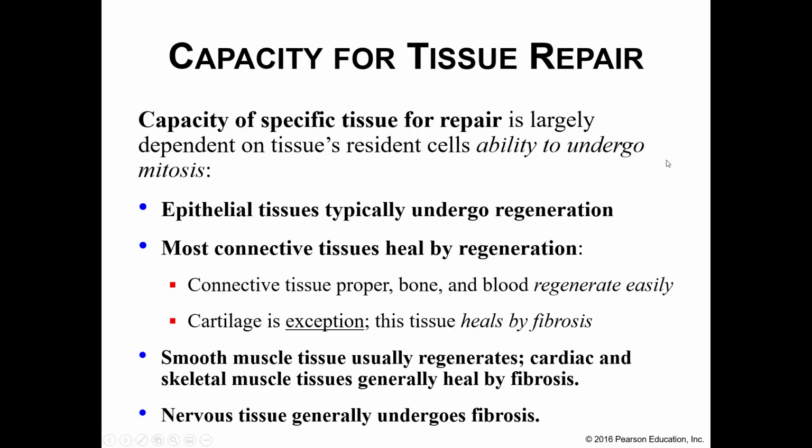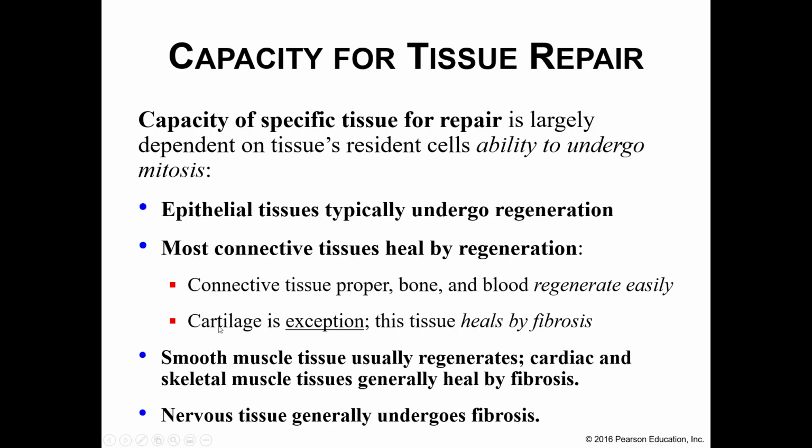Now, we mentioned that we do have two different ways in which we can repair tissue, either regeneration or fibrosis. A lot of that has to do with a couple of factors. One is the ability to undergo mitosis. So epithelial tissue is really good at mitosis still, so it's really good at regeneration. Most of your connective tissues are also really good at regeneration, but there are exceptions. So your connective tissue propers, your dense regular and irregular, your areolar, your adipose, even your bone and your blood, those regenerate easily. There's still a lot of ability to do mitosis.